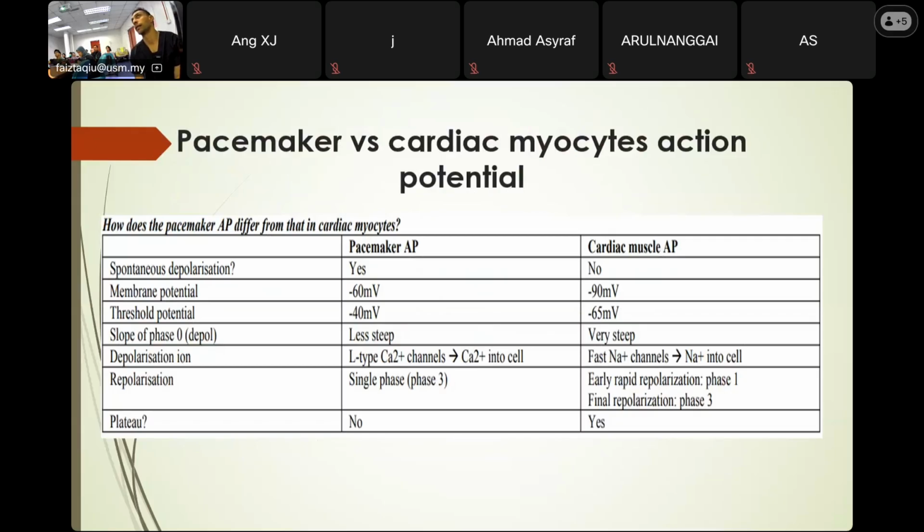So if in the SAQ it comes out, compare and contrast pacemaker versus ventricular or cardiac myocyte action potential, this is a quite simple summary of how you can put it in table form. Best way to answer. You hit all the points. You don't waste time writing too many words as well. But I'll go into the specific details in the following slides. So again, we start off with whether there's spontaneous depolarization, what is the resting membrane potential, threshold potential, and so on and so forth.